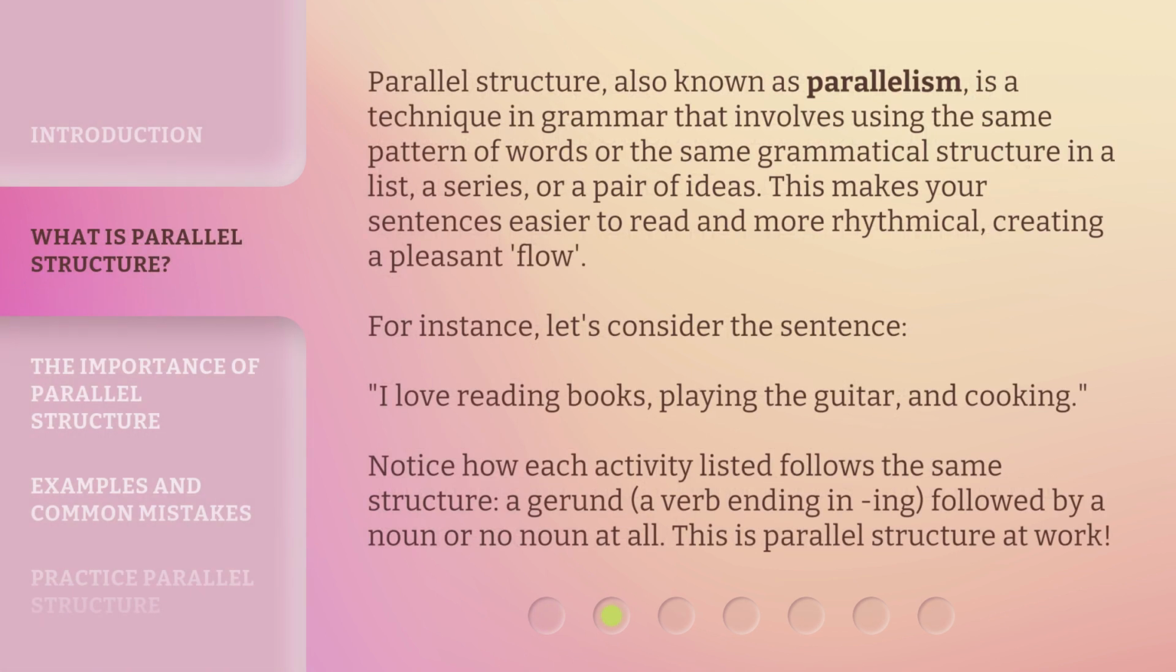Parallel structure, also known as parallelism, is a technique in grammar that involves using the same pattern of words or the same grammatical structure in a list, a series, or a pair of ideas. This makes your sentences easier to read and more rhythmical, creating a pleasant flow. For instance, let's consider the sentence, I love reading books, playing the guitar, and cooking. Notice how each activity listed follows the same structure. A gerund, a verb ending in ing, followed by a noun or no noun at all. This is parallel structure at work.